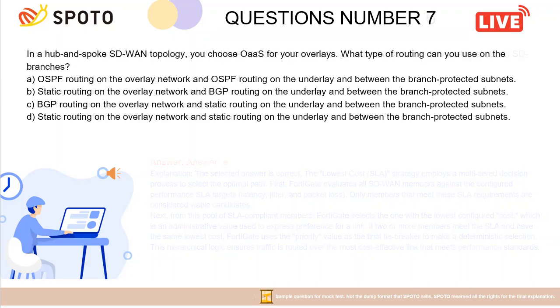Question 7. In a hub-and-spoke SD-WAN topology, you choose OAS for your overlays. What type of routing can you use on the branches? A. OSPF routing on the overlay network and OSPF routing on the underlay and between the branch-protected subnets. B. Static routing on the overlay network and BGP routing on the underlay and between the branch-protected subnets. C. BGP routing on the overlay network and static routing on the underlay and between the branch-protected subnets. D. Static routing on the overlay network and static routing on the underlay and between the branch-protected subnets. You have 15 seconds to answer.